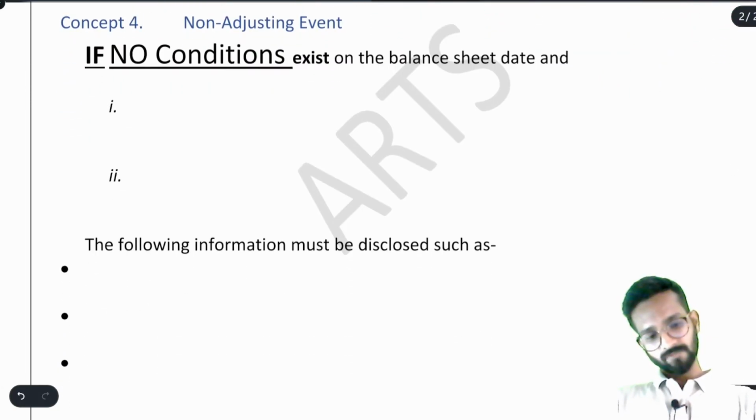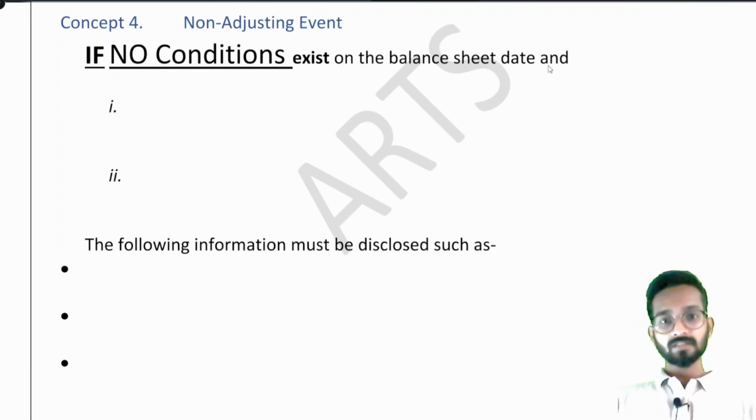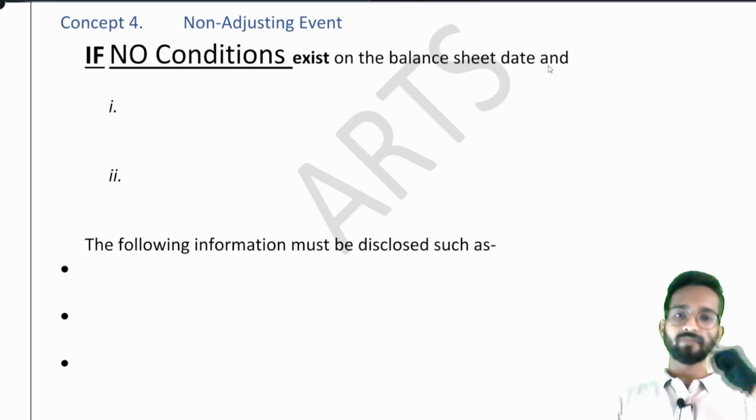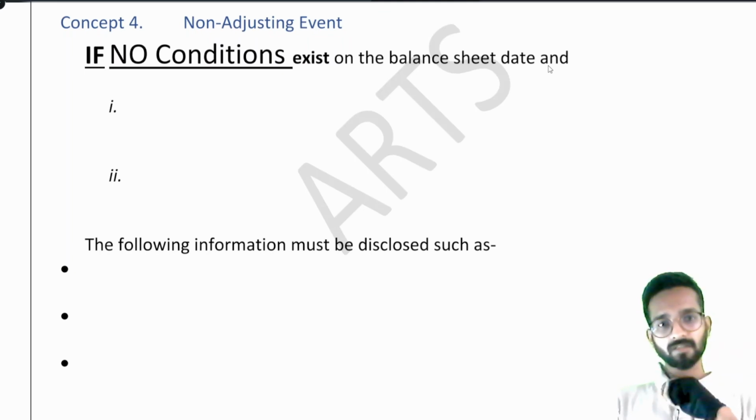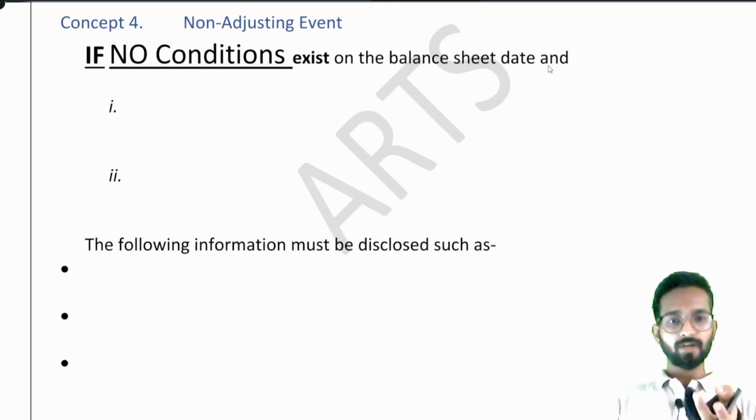Okay. Now, concept number 4 we have is non-adjusting event. Very easy. If no conditions exist on the balance sheet date, like suppose after 31st March there was some earthquake and my entire factory has been destroyed. Now, how should I know before 31st March that there will be an earthquake coming in my city? Very simple. So obviously I do not know about that. There is no condition also. But the earthquake was so big that the entire factory came down. So then I will report it to my financial statement owners, you can say the shareholders of my company.